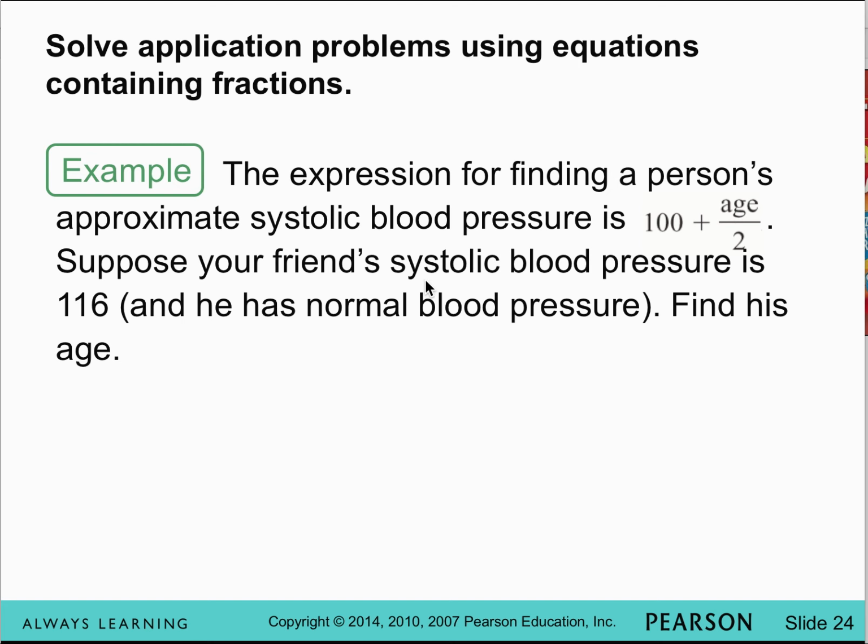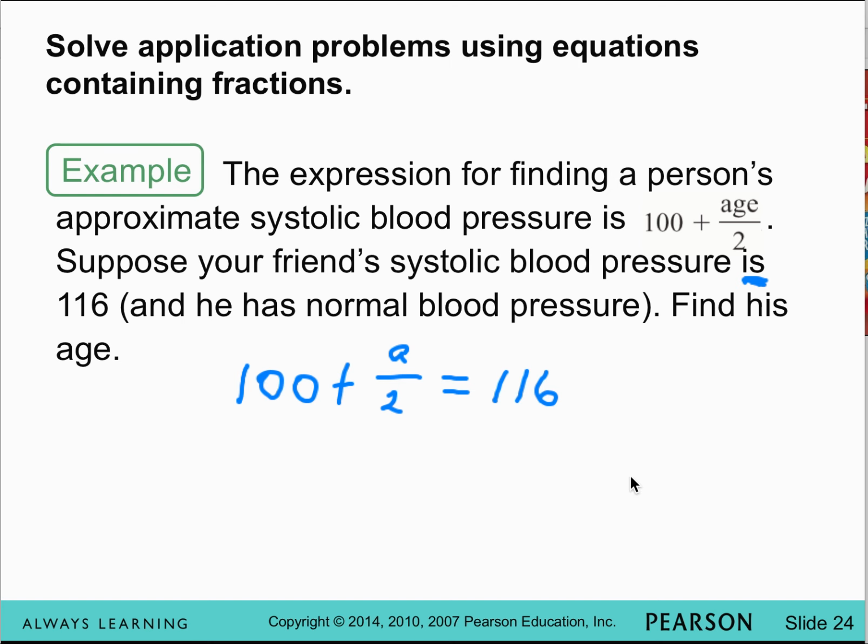Suppose your friend's systolic blood pressure is 116, and suppose he has a normal blood pressure. Find his age. Remember before when we had this as an expression, it gave us the age and we could plug in. But this time, the systolic blood pressure is this expression, and it's telling us the systolic blood pressure equals 116. So it's giving us the equation in word form, and I have to know to put that together as an equation.